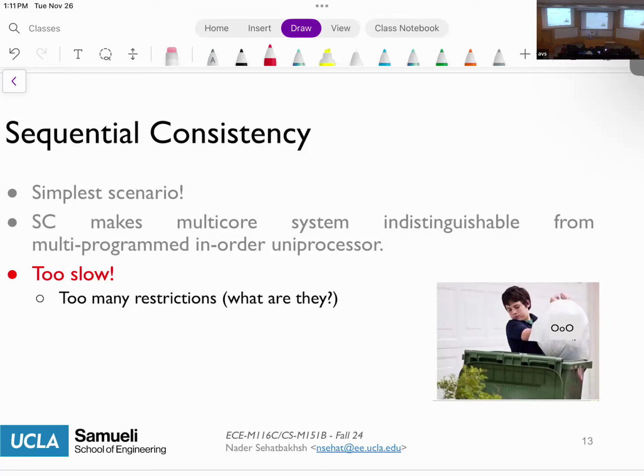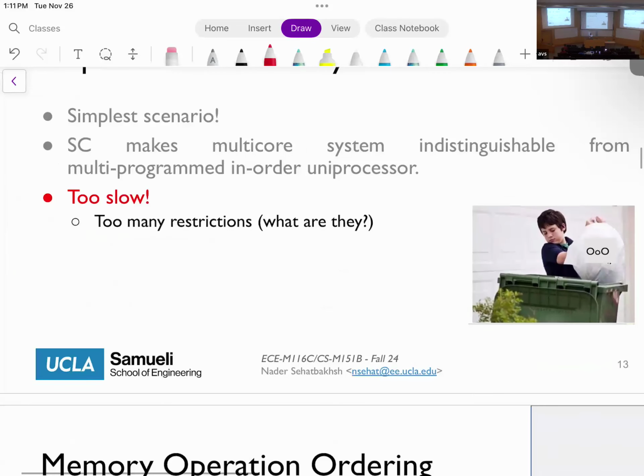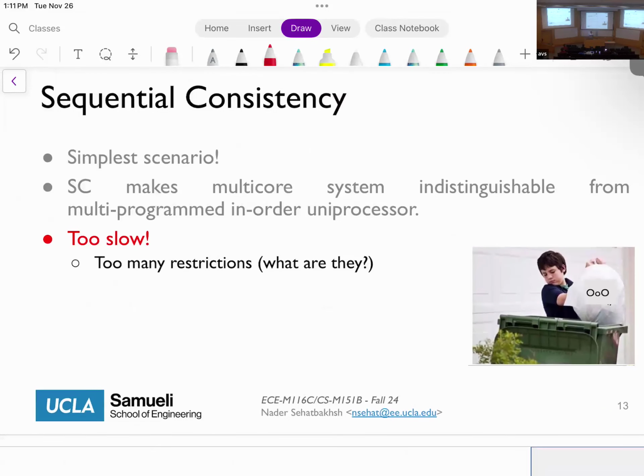If you remember, we told you that there is speculation and speculative loads, where you make a guess, issue it, and then later fix it. Sequential consistency basically doesn't allow that, right? Because if you issue a load, others will see that load, and that will cause lots of problems. So sequential consistency is great, but typically it's not implemented in real systems because it's very, very slow.